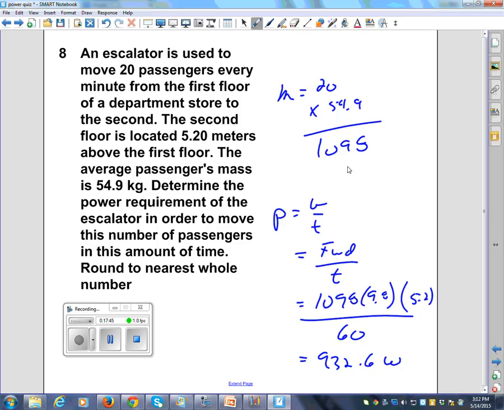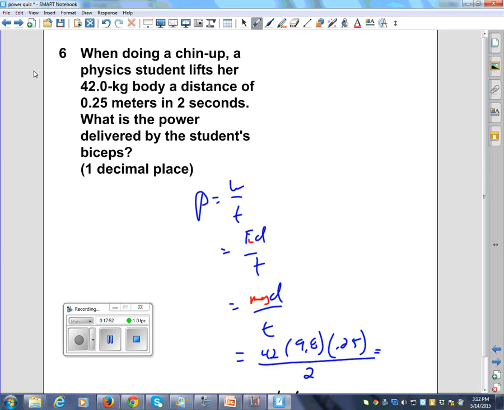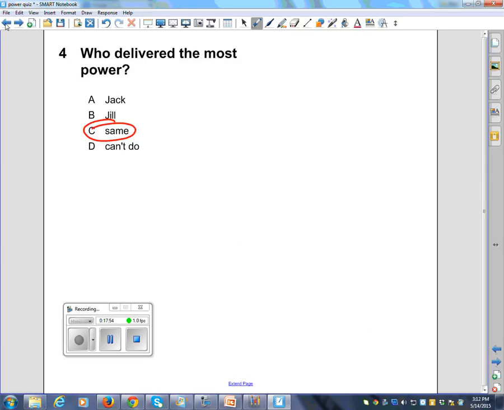Okay, if you can do this question, I wouldn't worry about this one. If you can do that one and this one, you guys are doing fine with power. We're good.